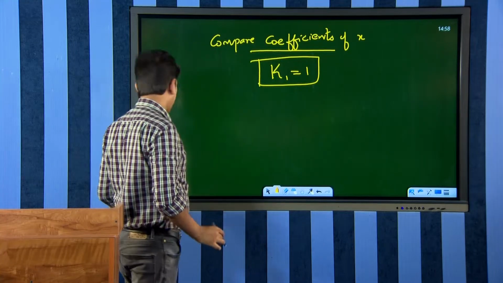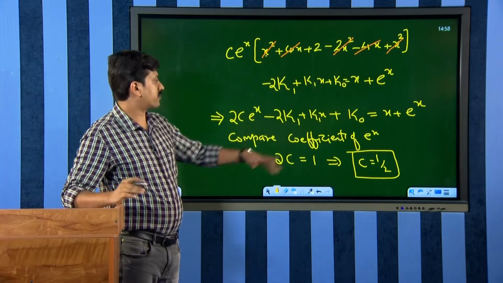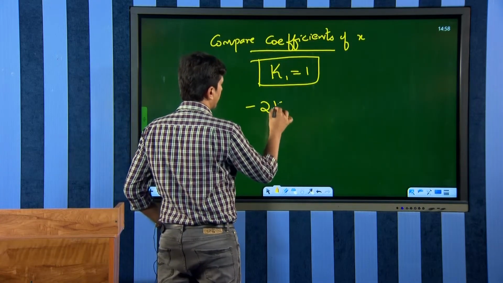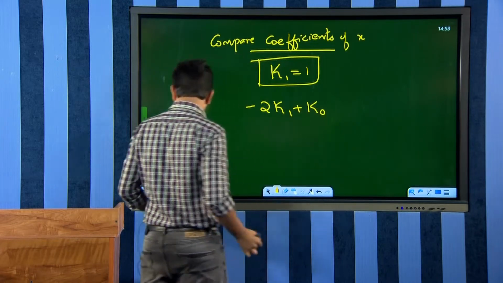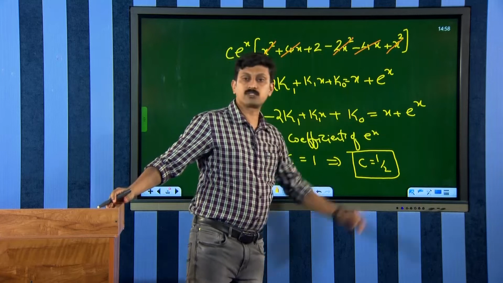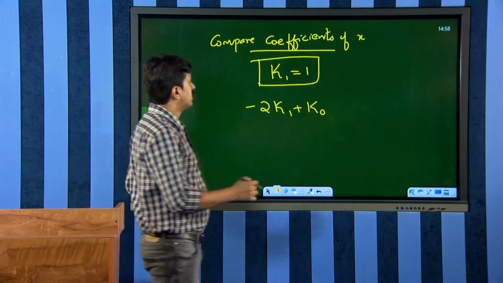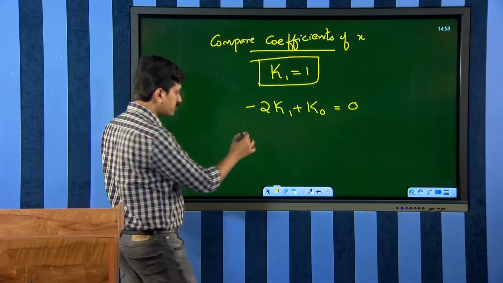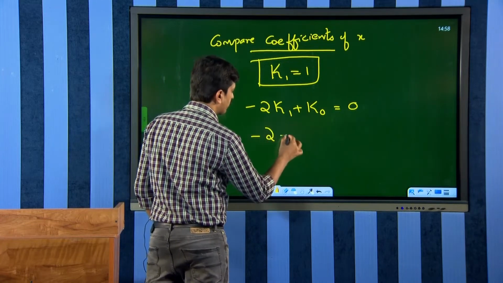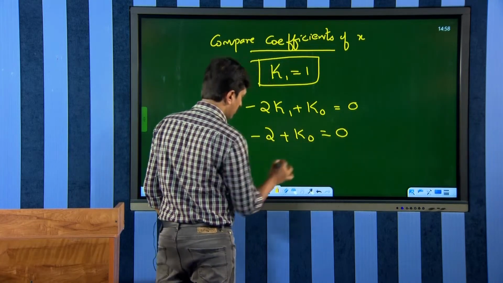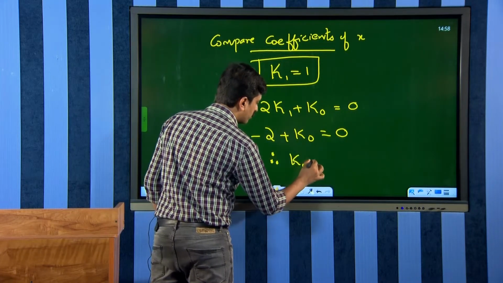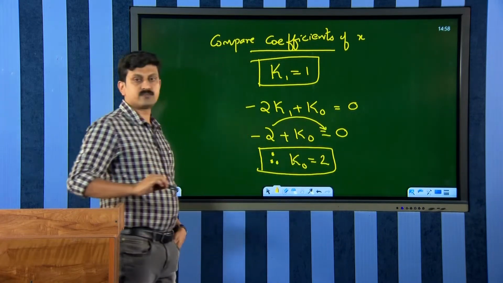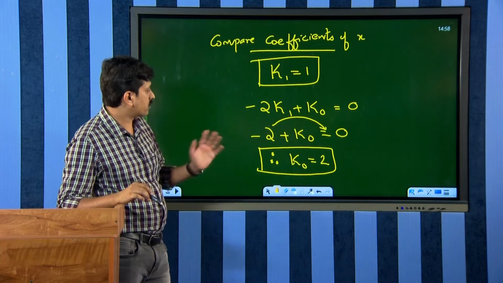And finally, we have minus 2 k1 plus k naught, which are the constant values. But here there are no constants, therefore the value is equal to 0. So, minus 2 times k1, which is 1, plus k naught is equal to 0. Therefore, k naught is equal to 2. Okay, fine. Now, k naught is equal to 2.